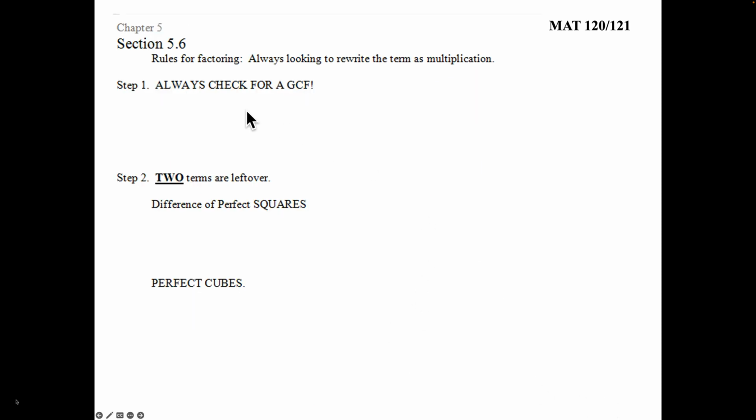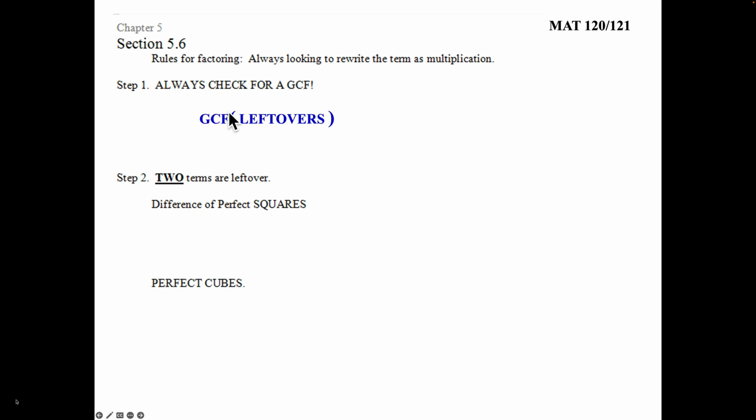Now to 5.6, this section is going to be homework that has all your factoring techniques. So what we want to do is kind of come up with an outline of what steps we should take. Well, step 1, you should always check for a GCF first. Again, all your directions here will say factor completely.